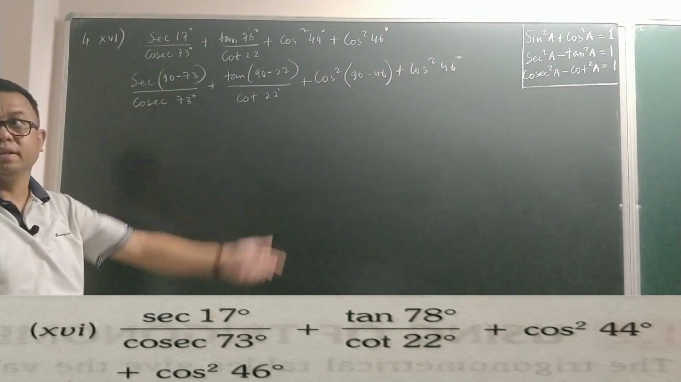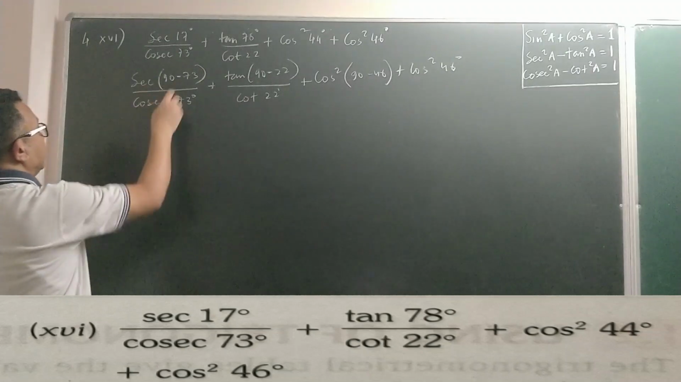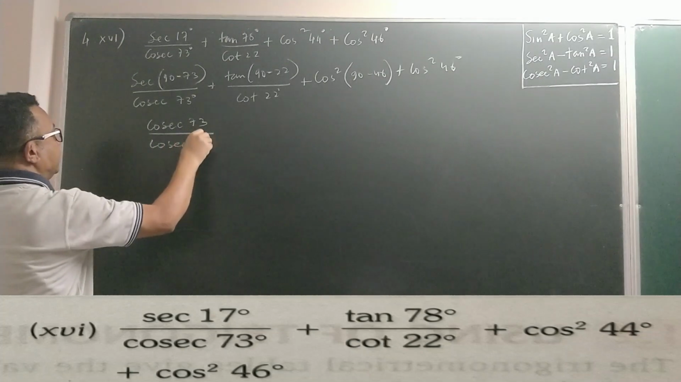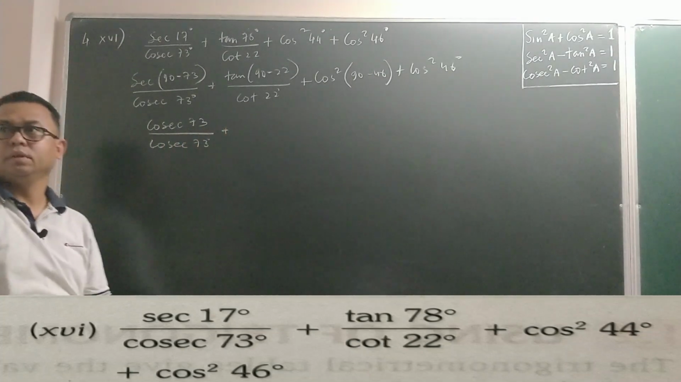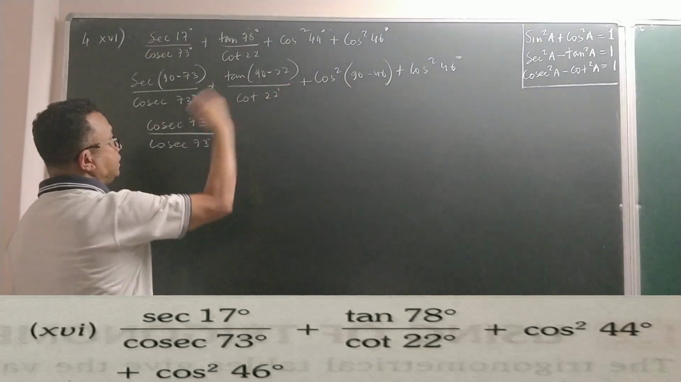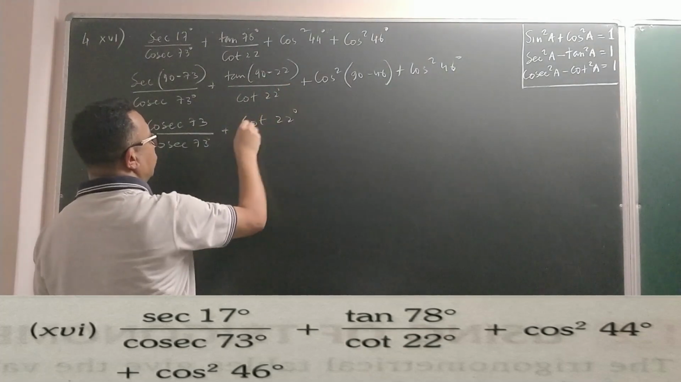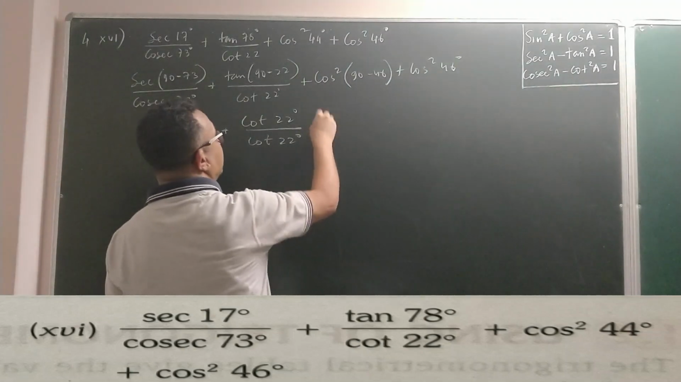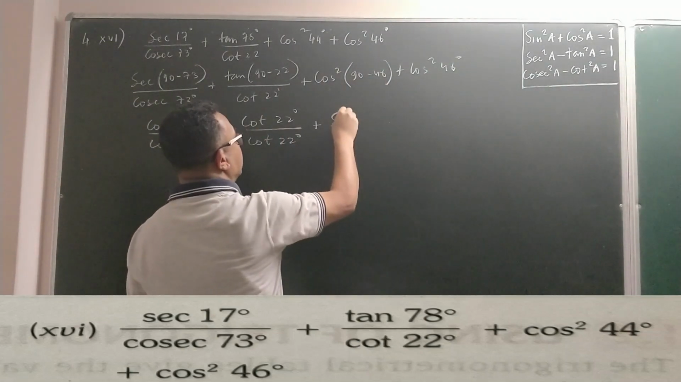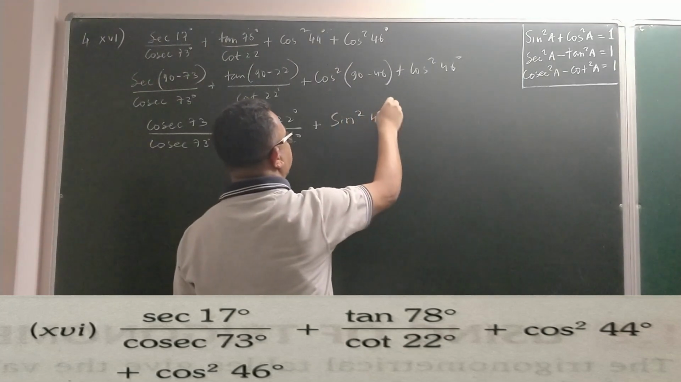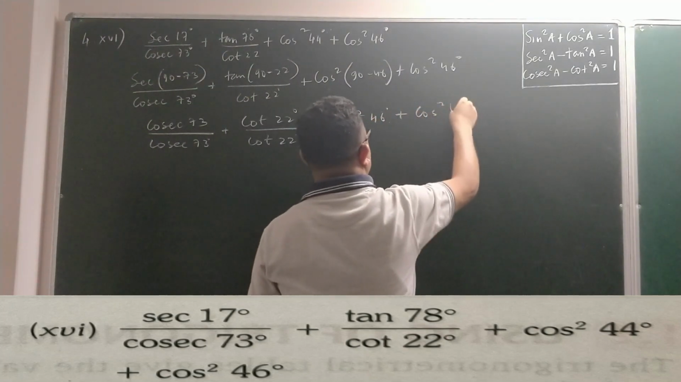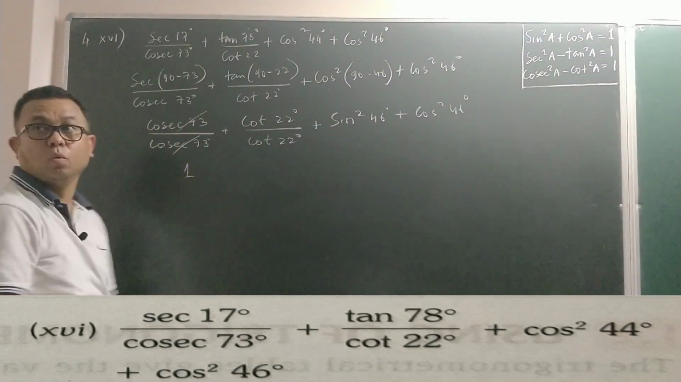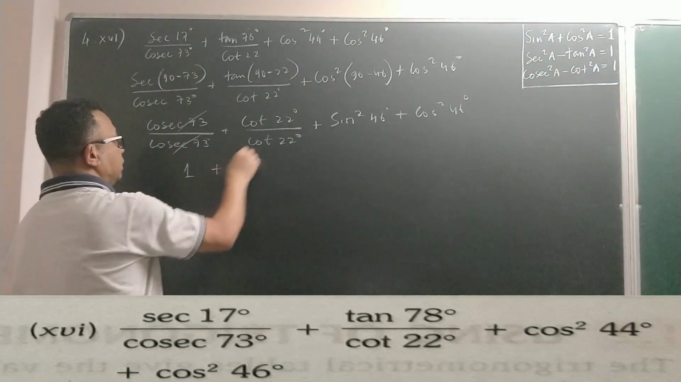Then you know sec 90 minus theta: sec will change to cosec. So this will change to cosec 73, and this is also cosec 73. Plus this is your tan; tan will change to cot. So cot 22 degree over this one is also cot 22 degree. Then plus cos will change to sine. So this will be sine square 46 degree plus cos square 46 degree. So this and this is gone, so this is 1. Plus even this and this is gone.